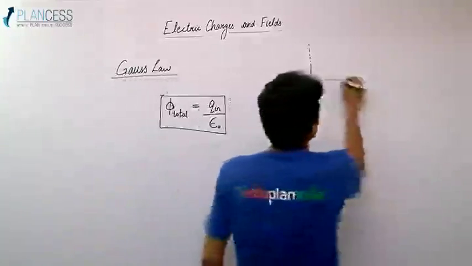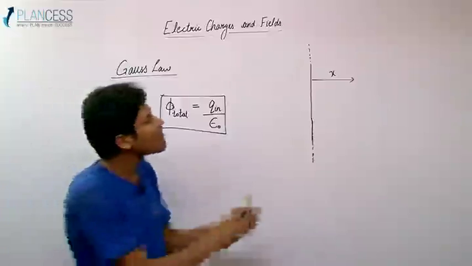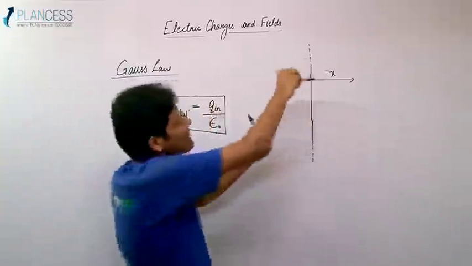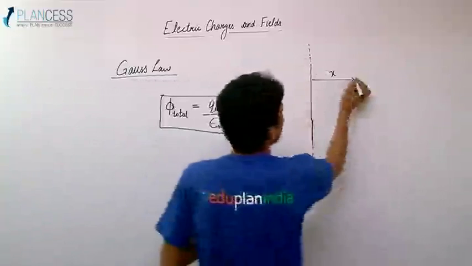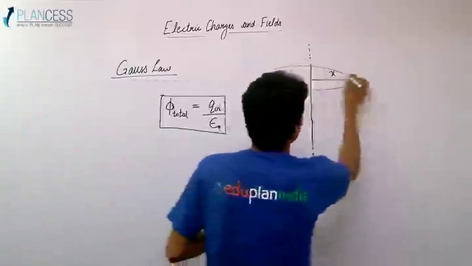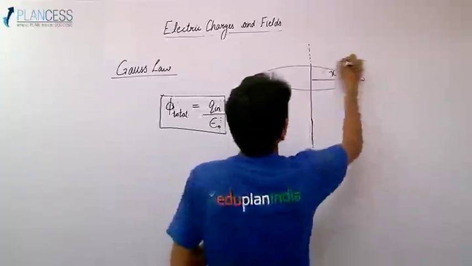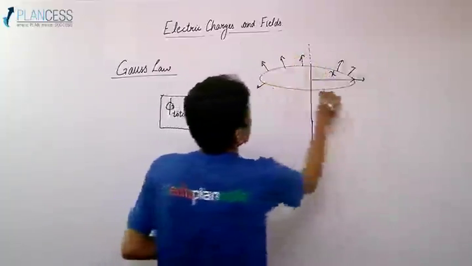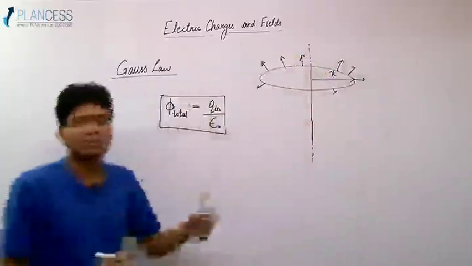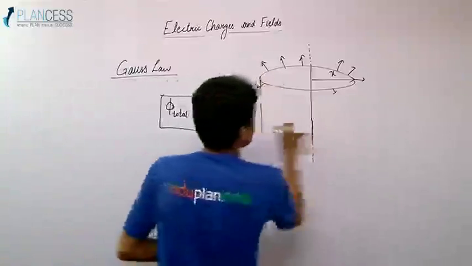So if you want to find the electric field at a distance x, by symmetry you can say that if I take a circle around the wire, I'll get the same value of electric field at every point on this circle, and the direction would be something like this. But I can't take this as a surface because it is not a closed surface in 3D. So let us extend it.